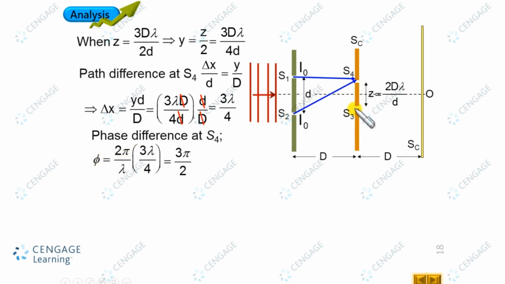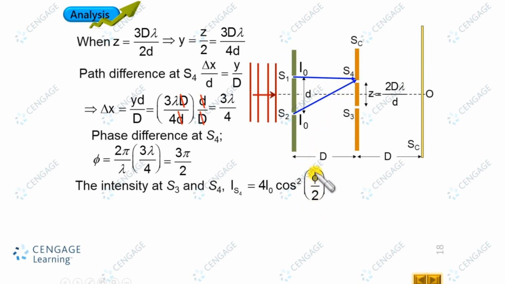Okay. Now we can get the value of the intensity of the light coming out of S3 and S4 by using the formula 4 I naught cos square phi by 2. So let us write I S4 equal to 4 I naught cos square phi by 2. We can substitute the value of phi, right? And we know cos of 3 pi divided by 4 is minus 1 by root 2, and the square of this makes it 1 by 2 and a positive value. So this is equal to 4 I naught multiplied by 1 by 2, and this is equal to 2 I naught.